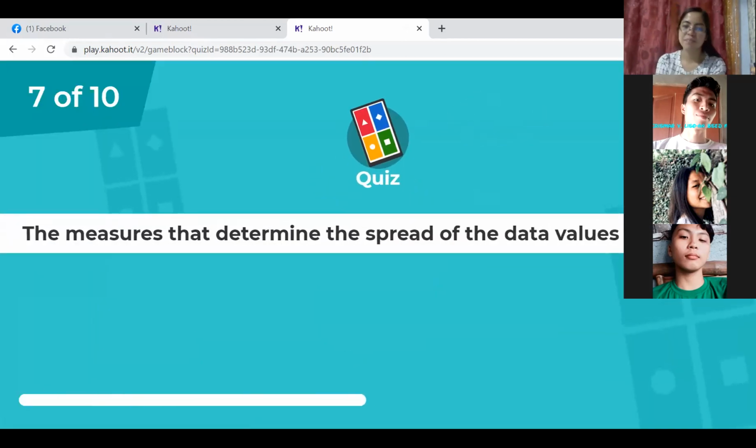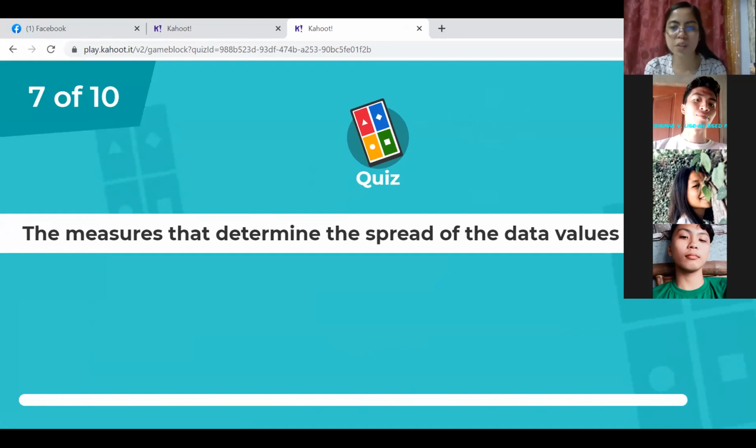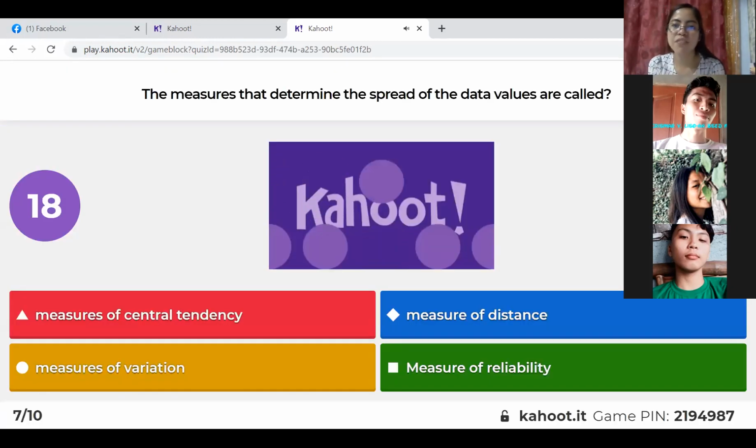Number 7 of 10. Measures that determine the spread of the data values. Ang red, measures of central tendency. Ang blue, measure of distance. Ang yellow, measures of variation. Ang green, measure of reliability. Ang spread of the data values.